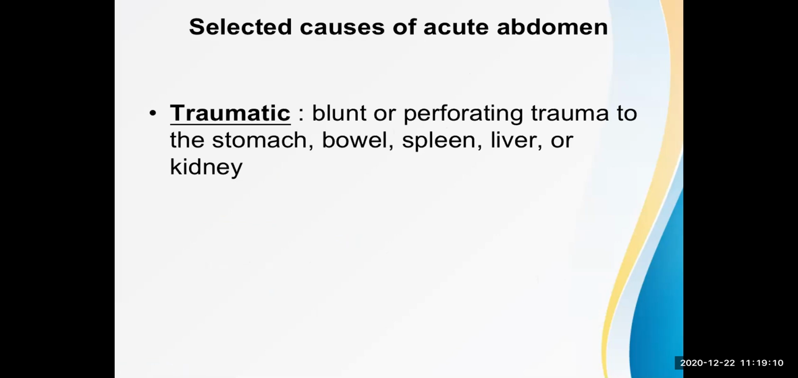Now, once again, let's talk about some selected causes of acute abdomen. This is just a bit of revision for you, so we can go a bit quicker here. Traumatic causes may be blunt or perforating trauma to the stomach, bowel, spleen, liver, or kidney. So, traumatic causes.